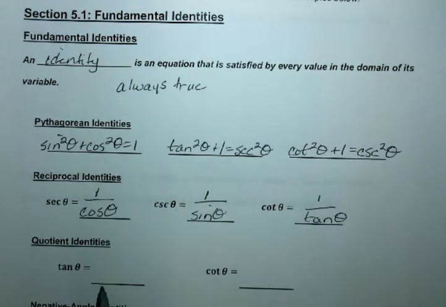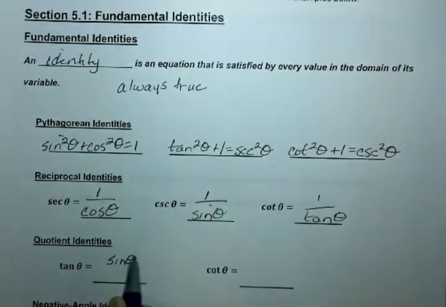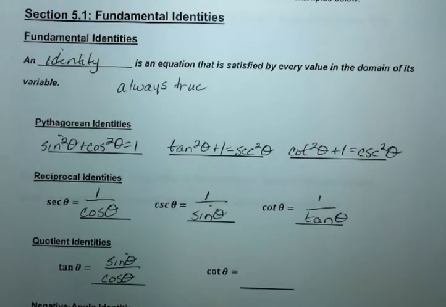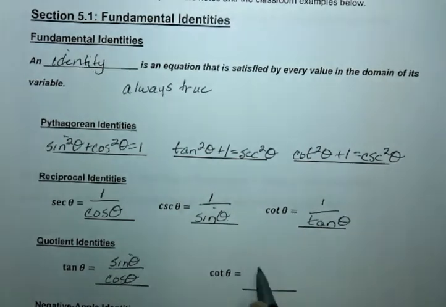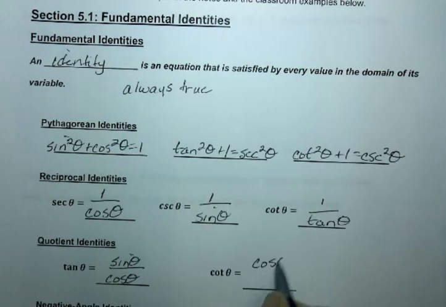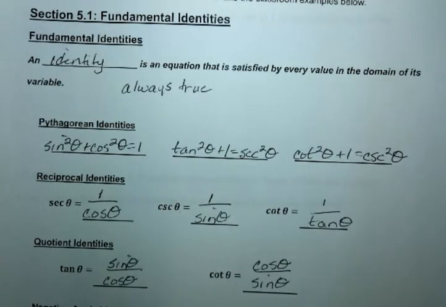And then we have the quotient identities. This is another set of identities that we're going to use to rewrite things in terms of sine and cosine. Tangent of theta is sine of theta over cosine of theta, and cotangent of theta is cosine of theta over sine of theta. But these identities we've looked at a lot.